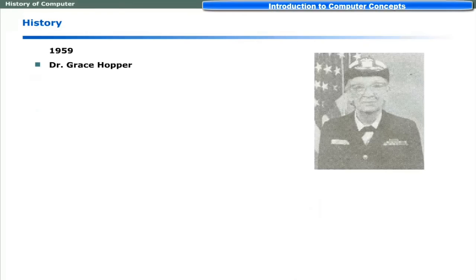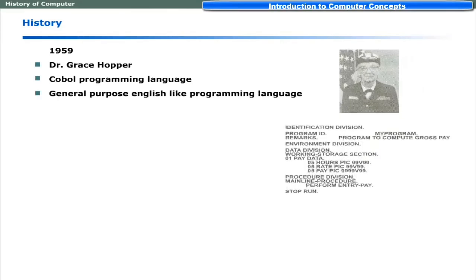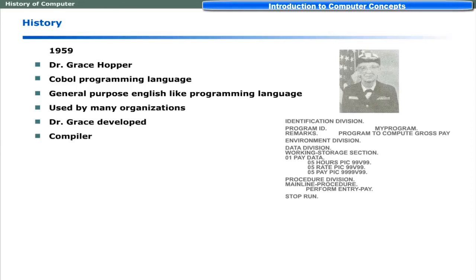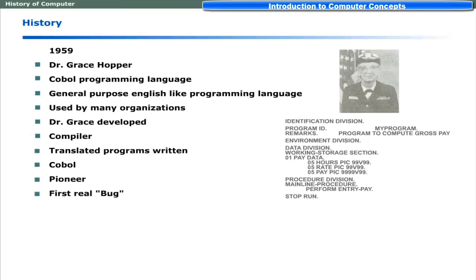Hopper conceived the idea of the COBOL programming language. It was a general-purpose English-like programming language that is still used by many organizations. Dr. Grace Hopper developed a compiler that translated programs written in COBOL to run on a variety of computers. She is also credited with finding the first real bug in a computer. Programmers debug software to find out errors or bugs in their programs.